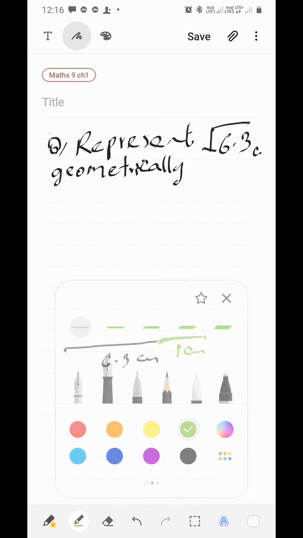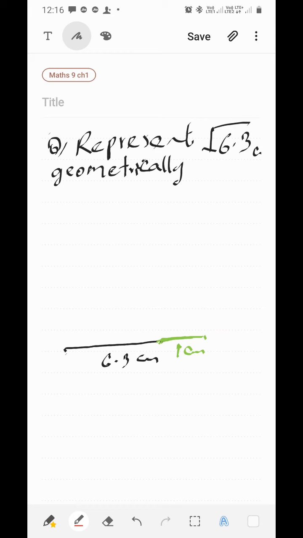Okay, so to draw the perpendicular bisector of this line segment, what to do? We have to put the sharp end of your compass at the end points of this given line segment. Now this line segment is 7.3. We are going to draw the perpendicular bisector by putting the sharp end of the compass first at this first point. Then we will draw an arc above and below this line segment.